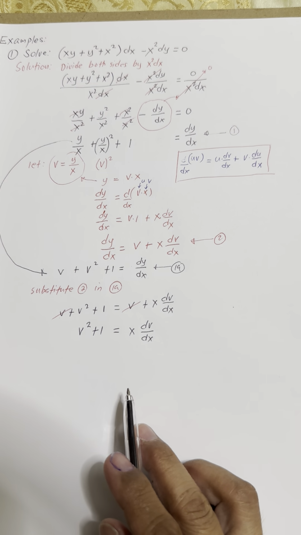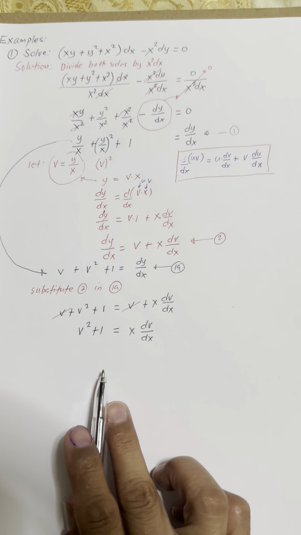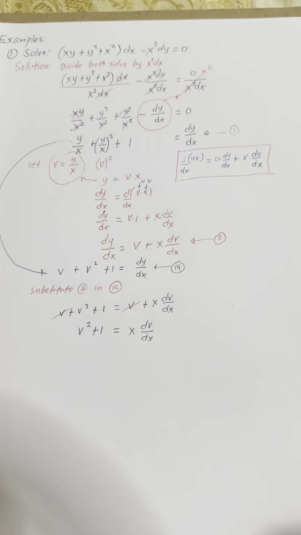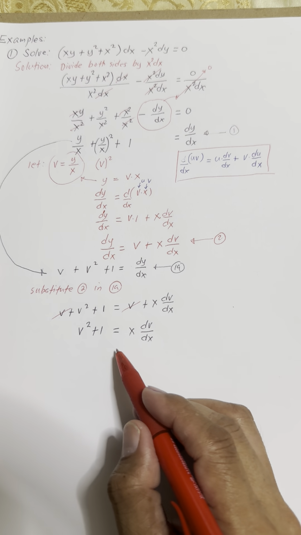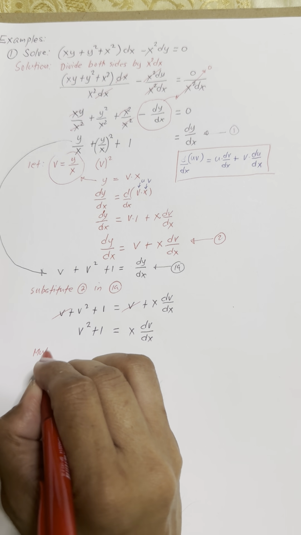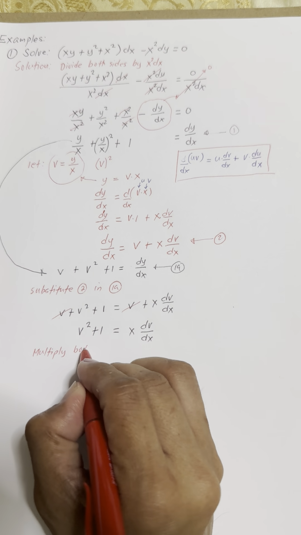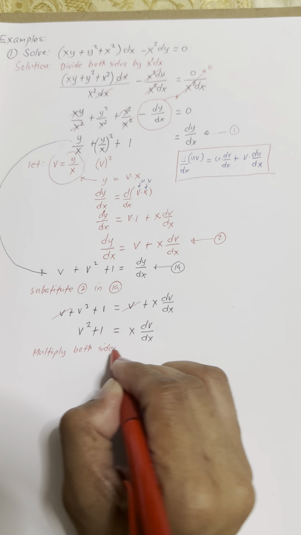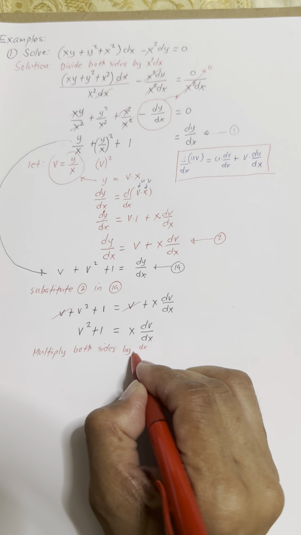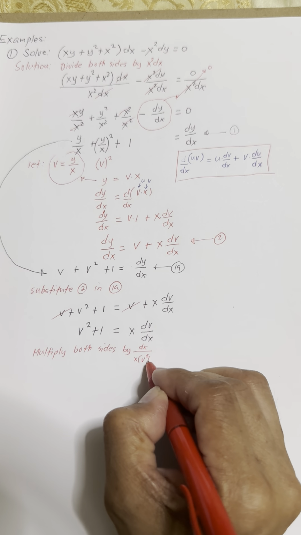And if you look closely at the given equation, we can say that the variables can be separated, right? So how will we separate the variables? We can separate the variables by multiplying both sides by dx divided by x times v squared plus 1.